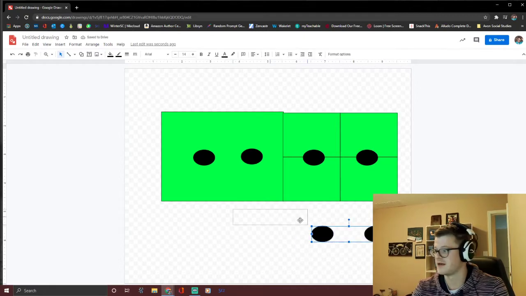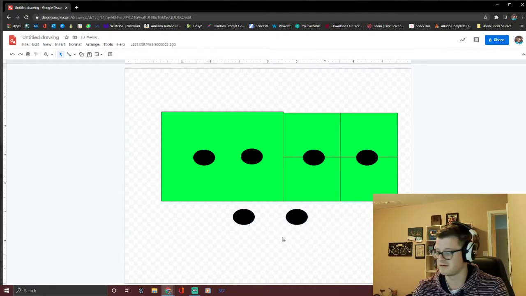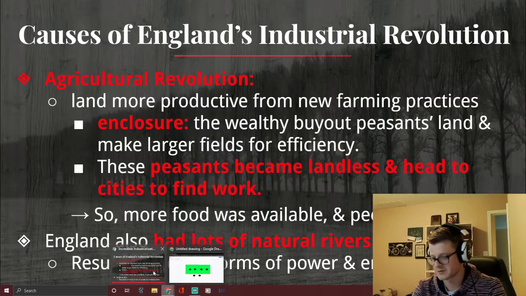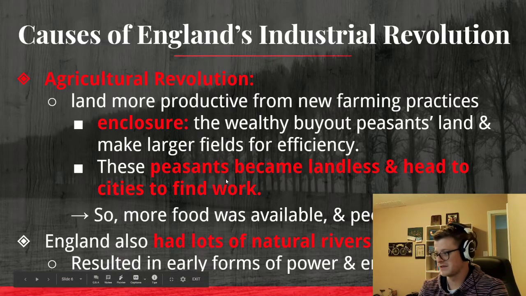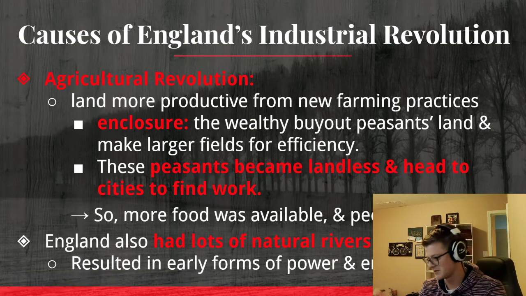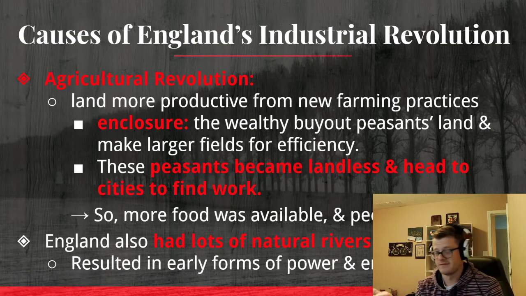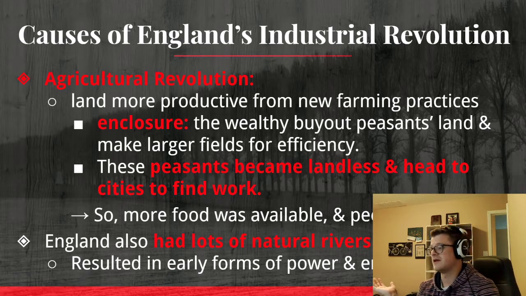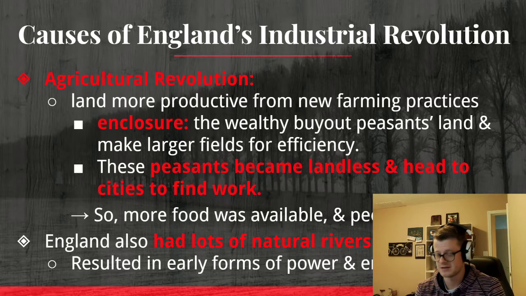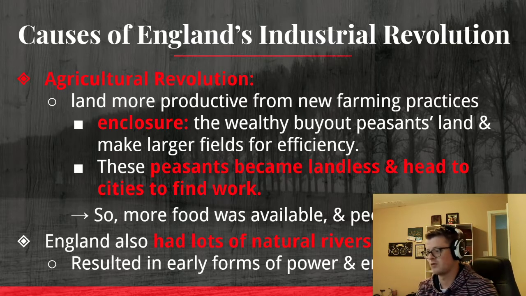The question for us then, what happens to these 2 people who get kicked off the land and they lose everything? Okay, and so what you've just seen here is enclosure. Okay, the rich English landowners begin to buy out peasants' land and make larger fields for efficiency's sake. So what happens, as you saw there, the peasants become landless. And they've lost everything, so where are you going to go? Well, they start to go to some of these cities that are growing to find work.